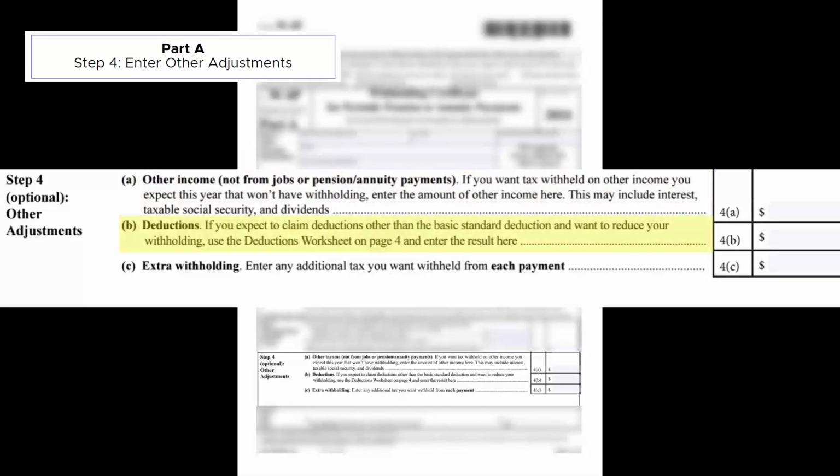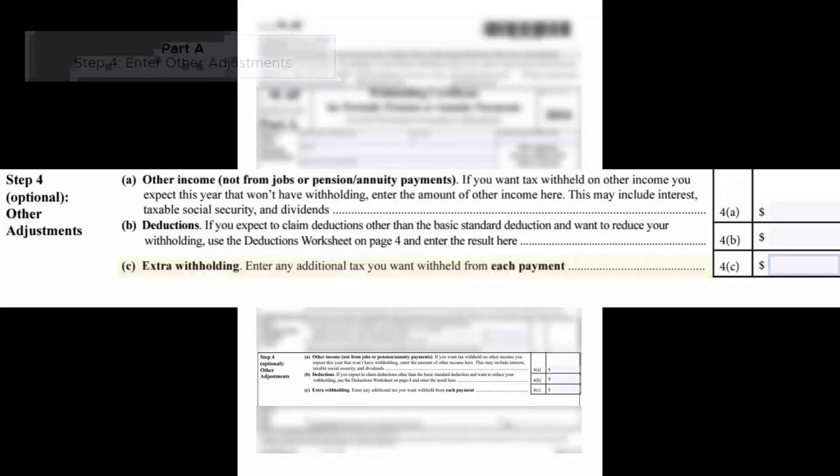On the next line, enter deductions. If you expect to claim deductions other than the basic standard deduction and want to reduce your withholding, use the deductions worksheet on page 4 and enter the result here. On the last line of Step 4, enter extra withholdings. Enter any additional tax you want withheld from each payment.